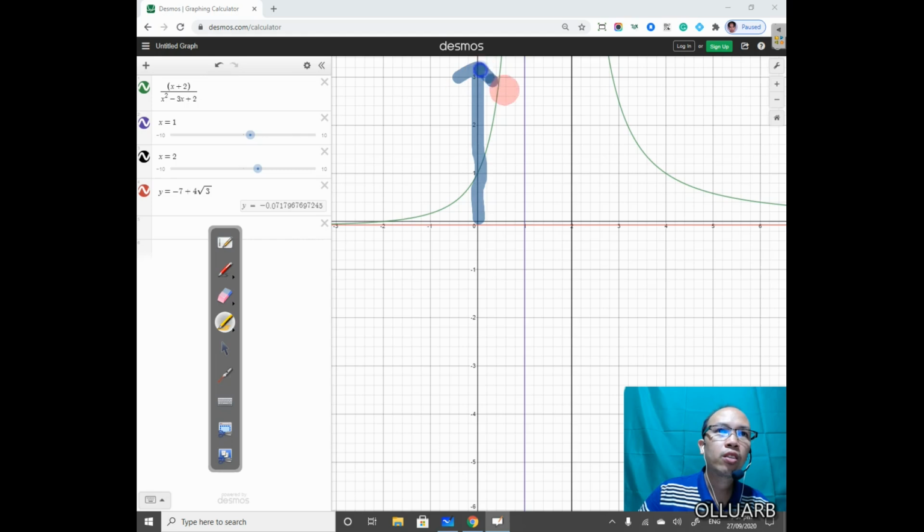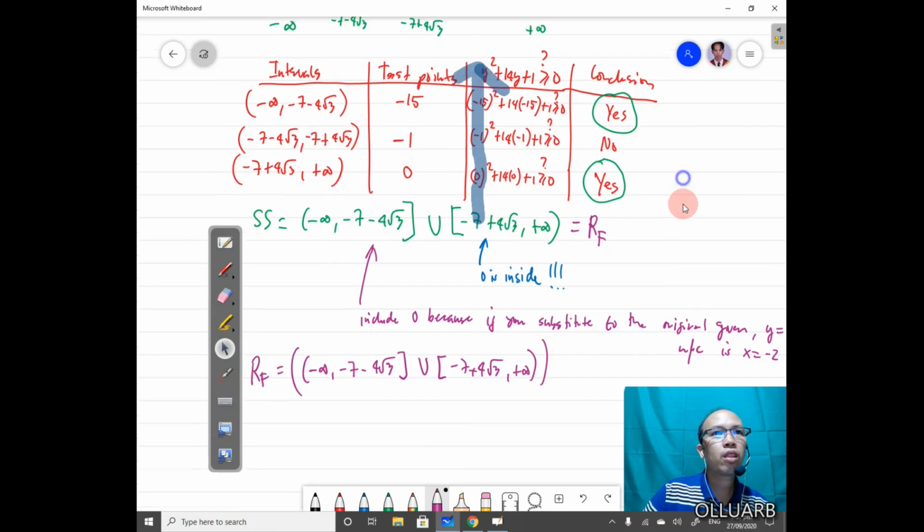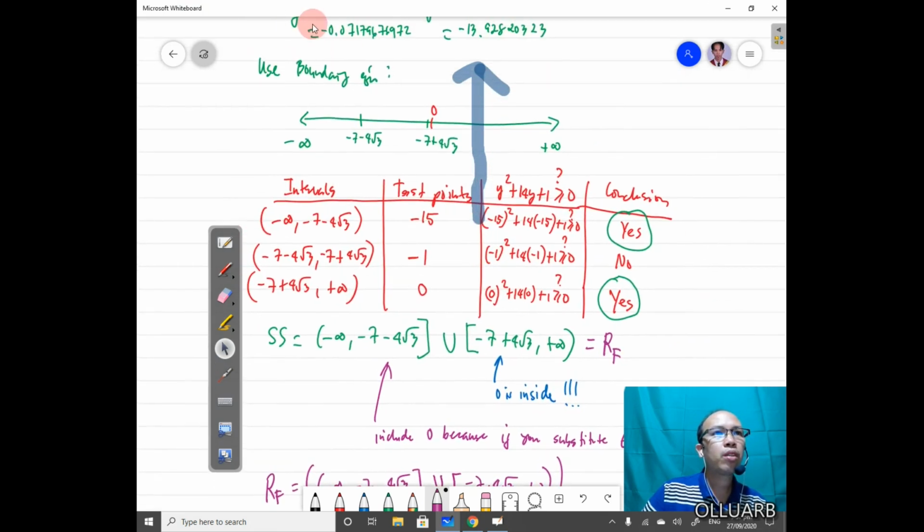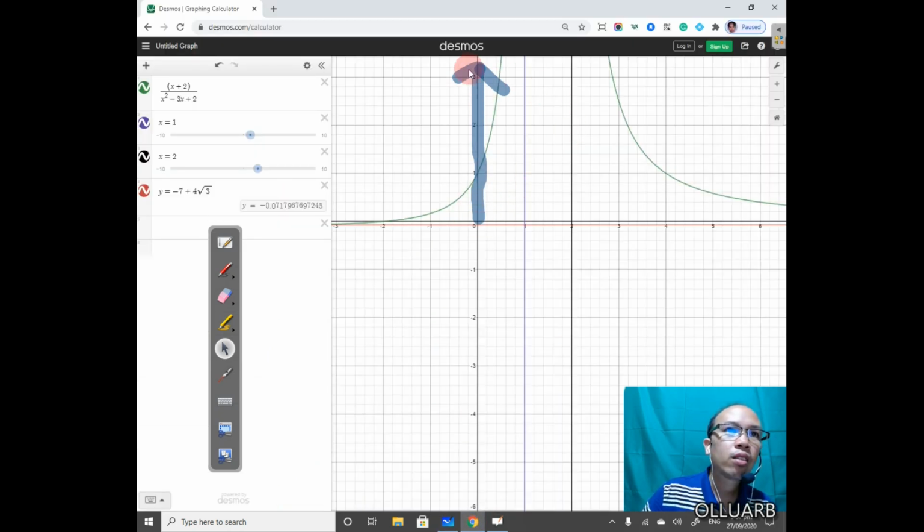Okay, so we are correct. From -7 plus 4 square root of 3, which in decimal form is 0.0717. Okay, this one. So that's correct.